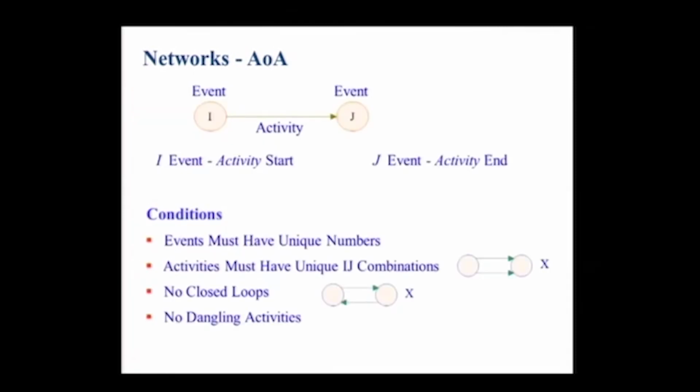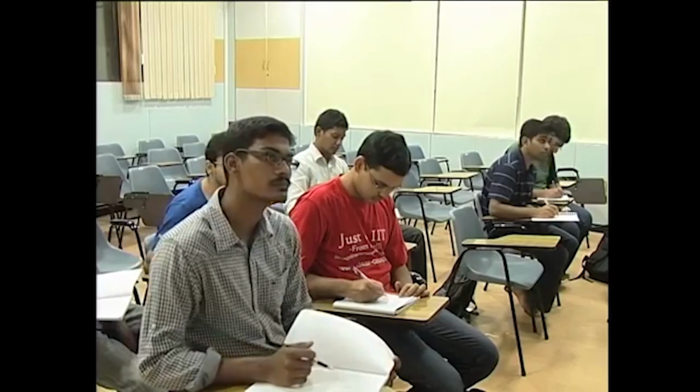Now you have seen the rule for making activity on arrow diagrams. Do you think you can try to represent this logic through activity on arrow? Can you try it? Remember, the arrow is the activity.